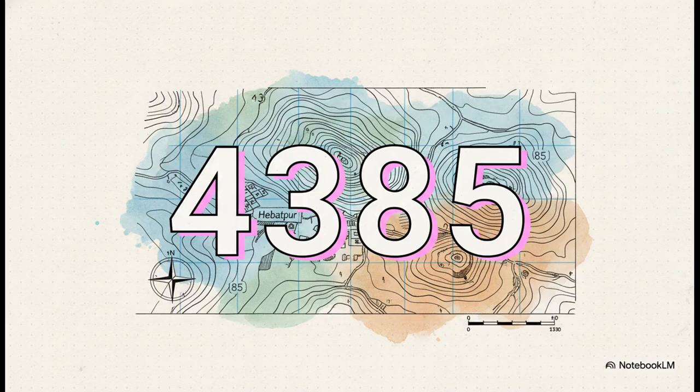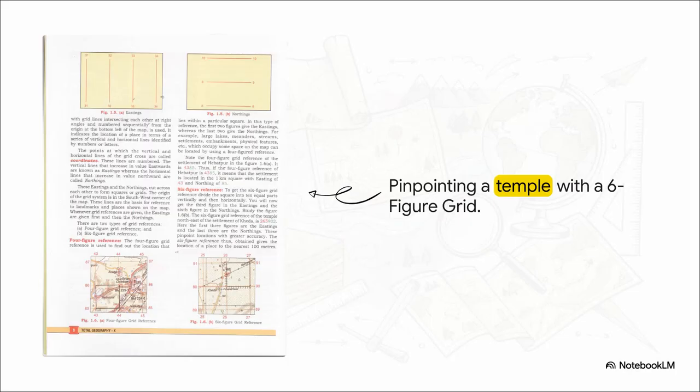And following those simple steps gives us our coordinate, 4385. Let's verify it. The easting line immediately to the left of Hipatpur is 43, and the northing line just below it is 85. By combining them, eastings first, remember, we get 4385. With just 4 simple digits, you've successfully isolated a single kilometer of land on a vast, intricate map. But cartographers definitely didn't stop there.